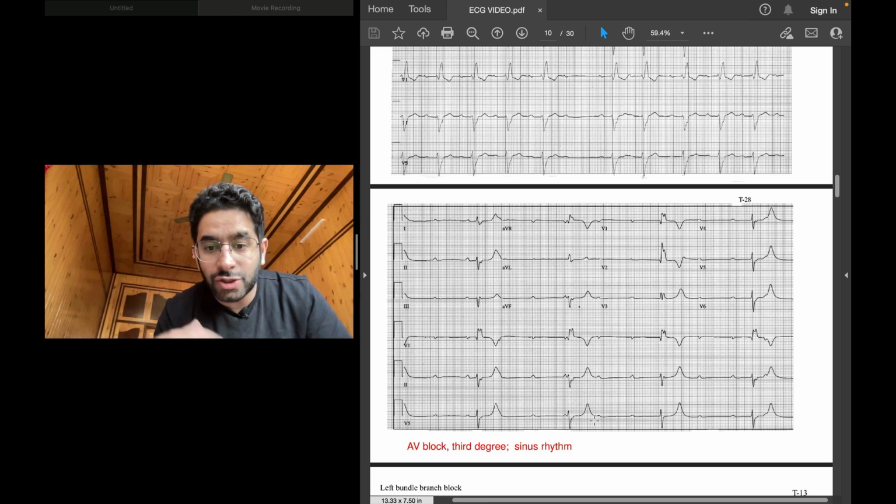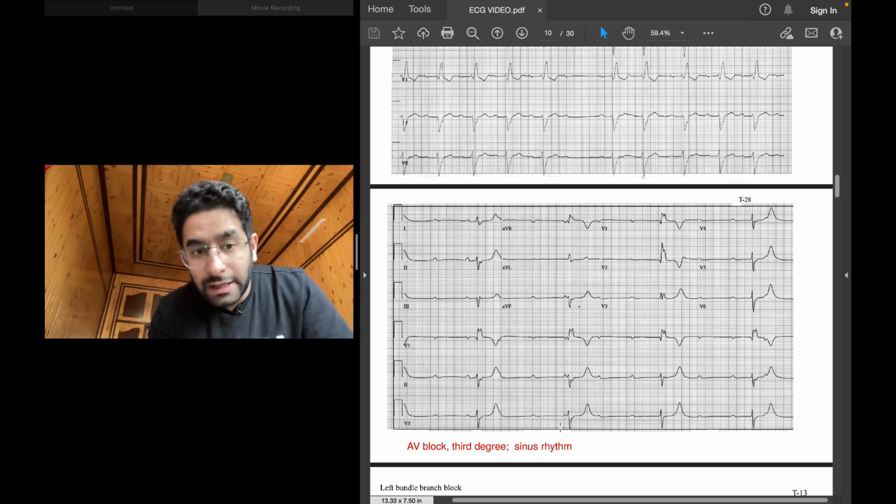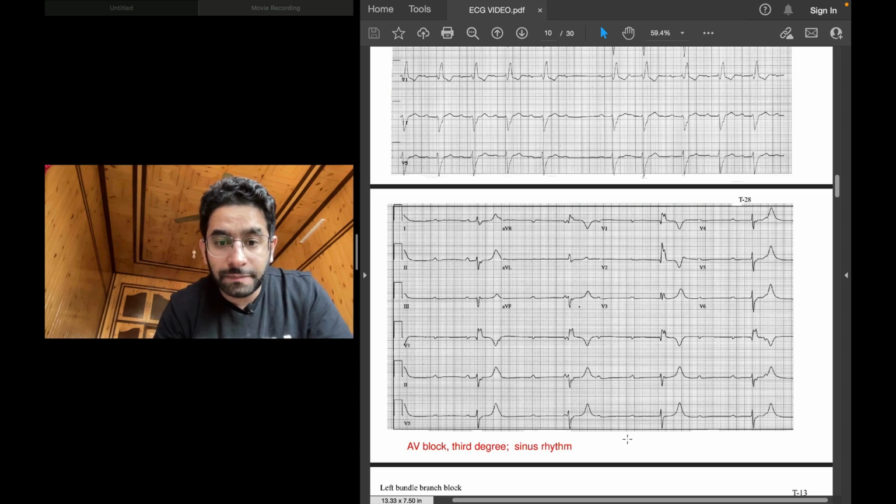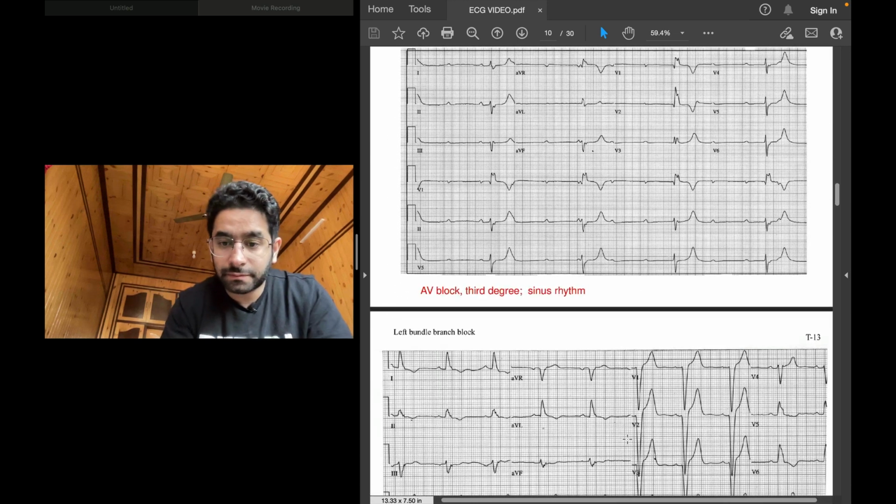Atria is beating at its own unique rate, and the ventricles are beating at their own unique rate. Okay, so this P and P interval is different. The QRS and QRS interval is different. No relation between P's and QRS's. This is a complete heart block or a third degree heart block.